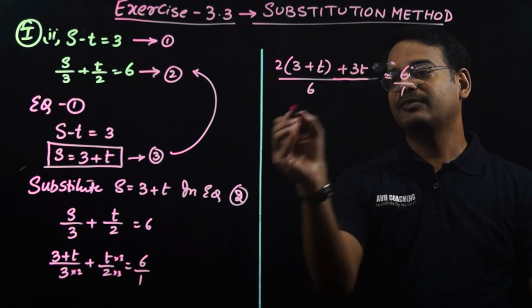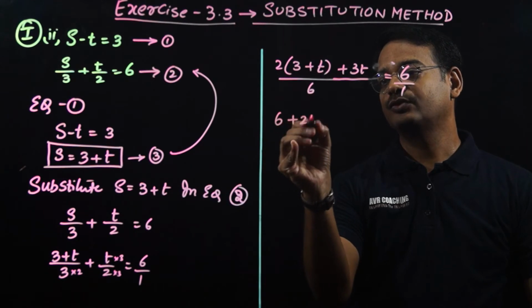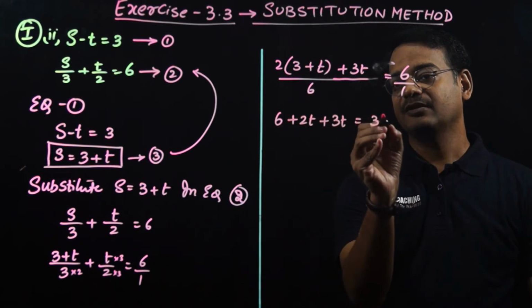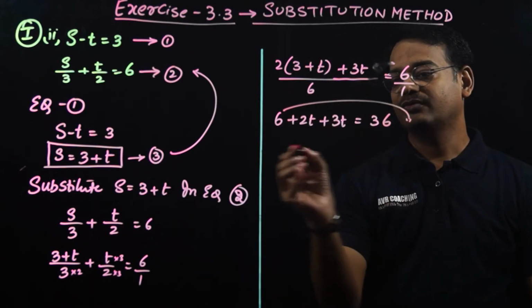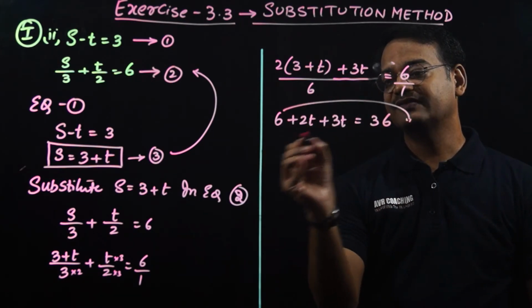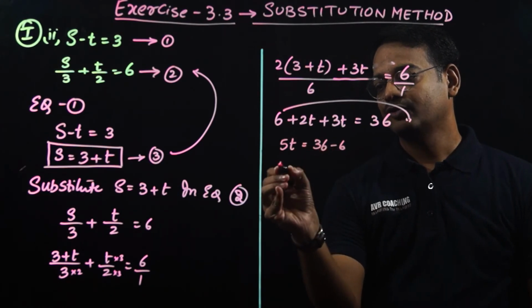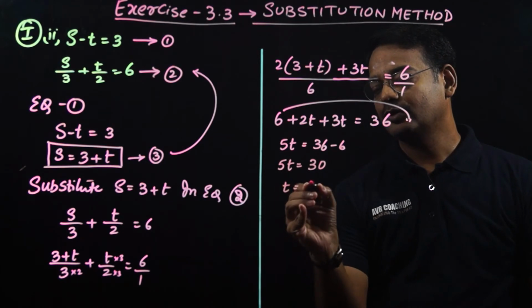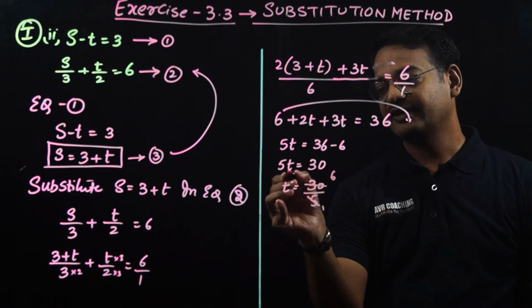Now when you cross multiply, this is 6 plus 2t plus 3t is equal to 36. 6 sixes are 36. Now if you bring this 6 to right hand side, now this 2t plus 3t is 5t is equal to 36 minus 6. So 5t is equal to 30. So t is equal to 30 by 5.